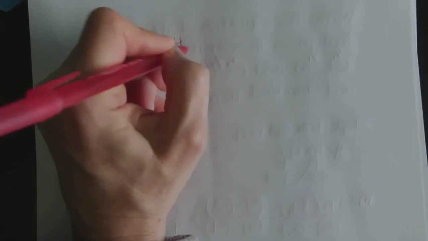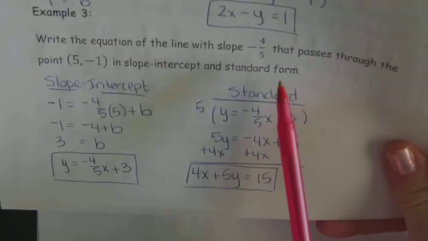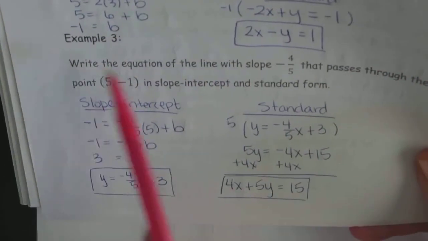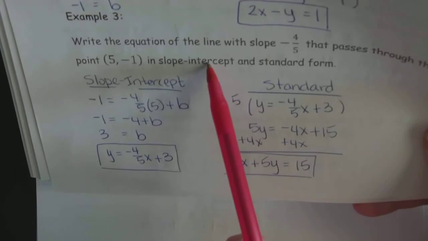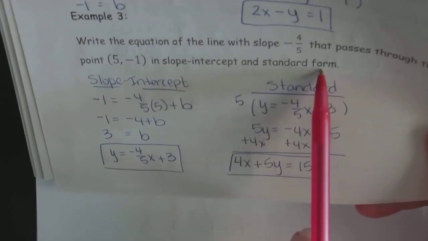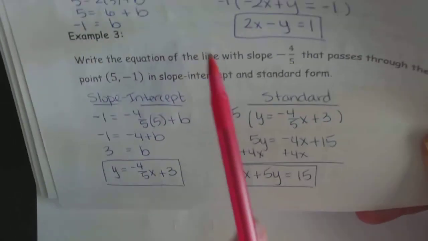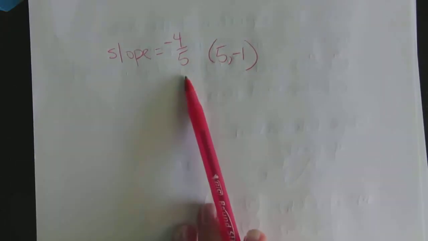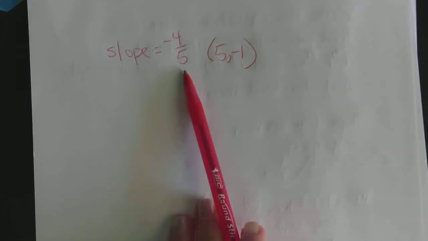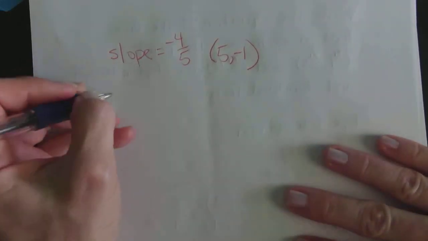Oh, they give me the slope. With slope, I'm going to write that down. Slope is equal to -4/5. Okay. And it passes through the point (5, -1). So my point is (5, -1). And again, they want it in both slope-intercept and standard form. Okay, so this one is actually easier because they give me the slope. I don't have to do my slope.